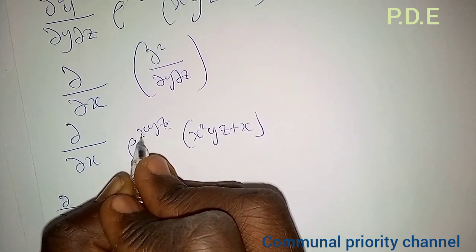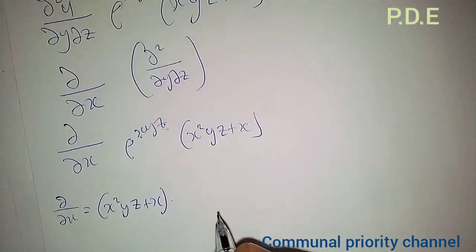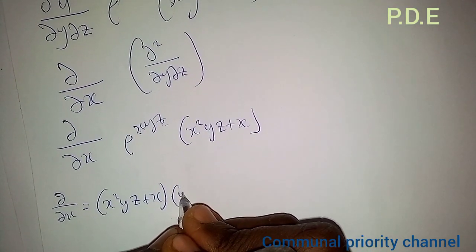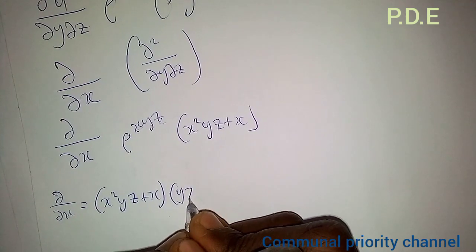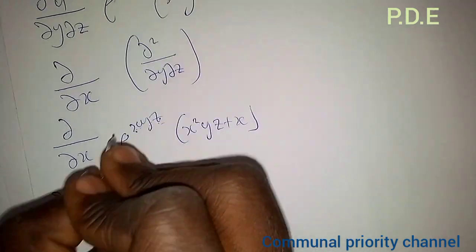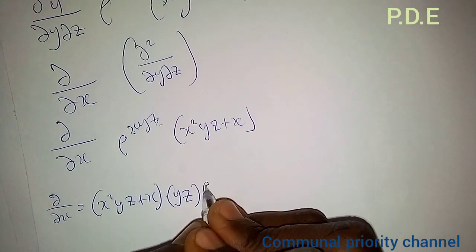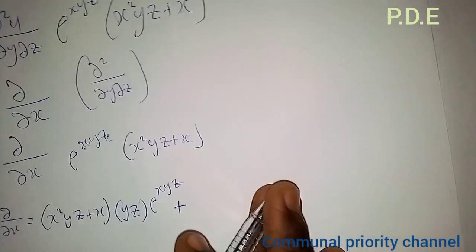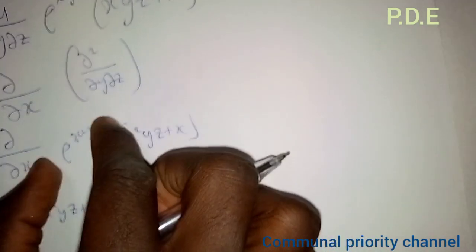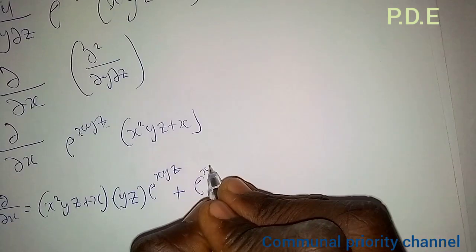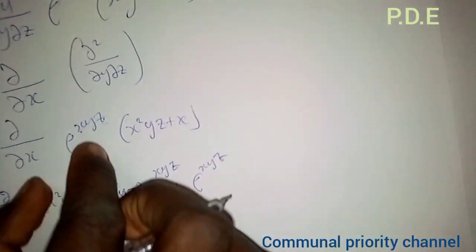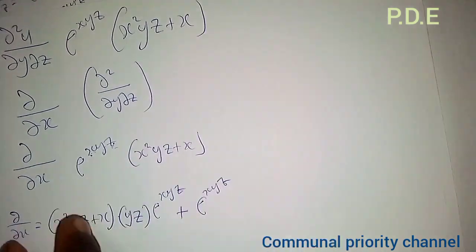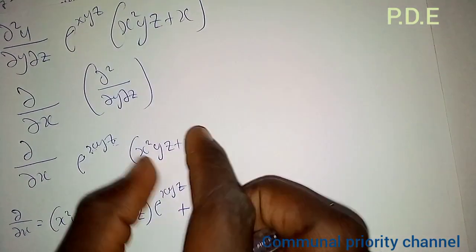Now we are differentiating in respect to x, we are left with y and z. Therefore this will be y z, because we are differentiating in respect to x, therefore x is going to be 1. Exponential x y z, right? Then plus, now we will keep this as it is, which is exponential x y z, because here we differentiate this one, we keep this as it is. Now we are going to keep this as it is and differentiate this one.